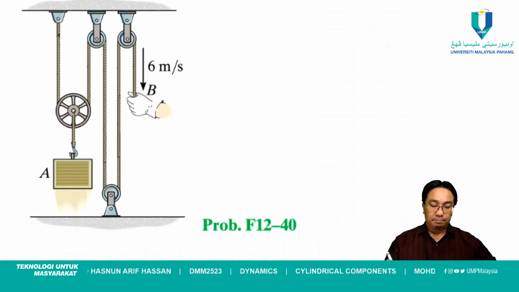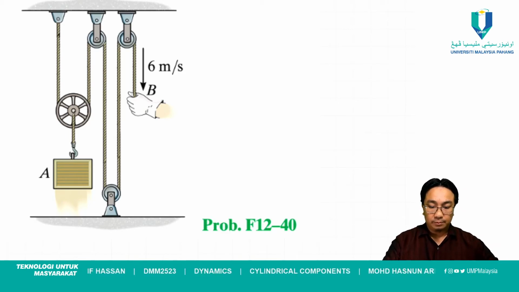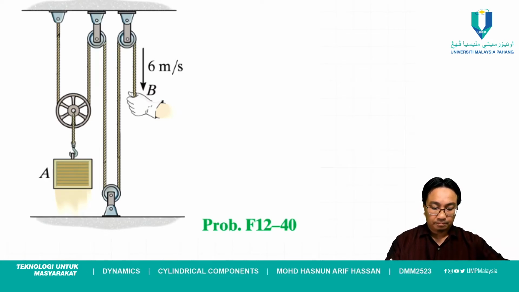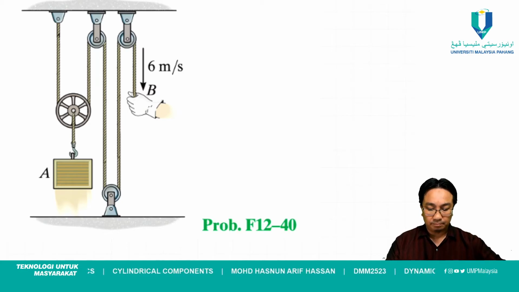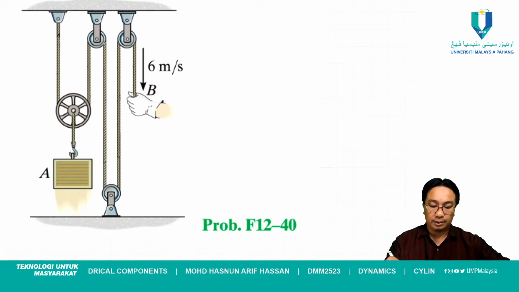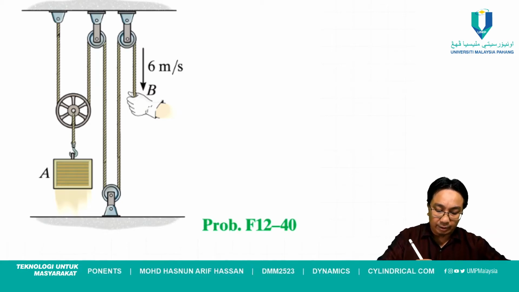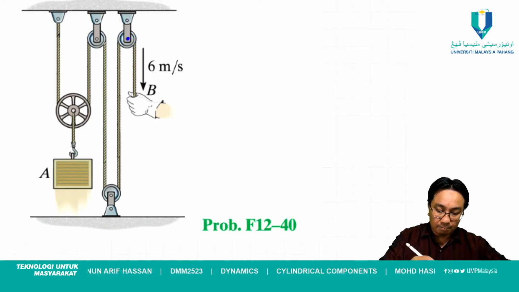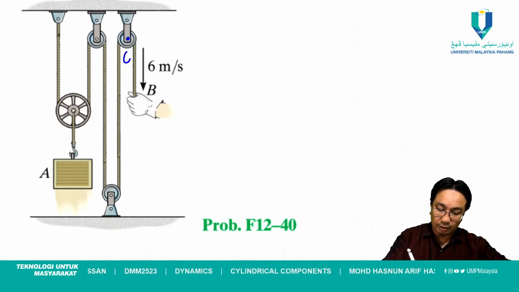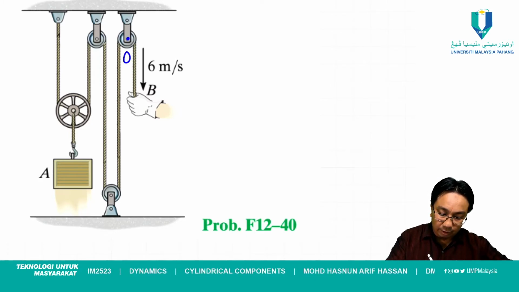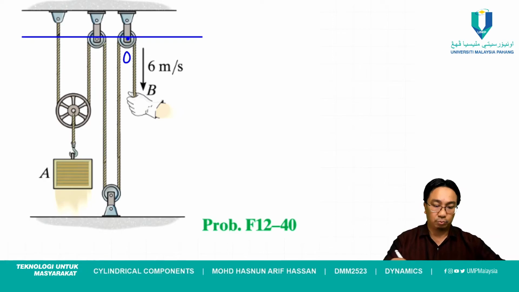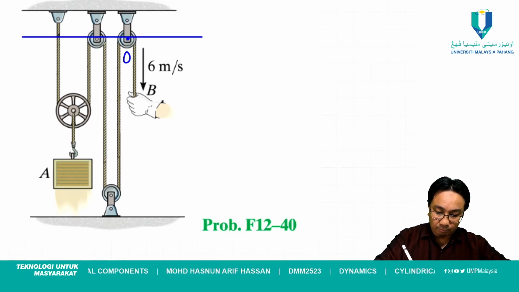Same like previously. What is the first step? What do we do first? Origin. Okay, origin and datum. So let's say kita pick this point as point O. Okay, then kita draw datum pada point O tersebut. So this will be our datum.